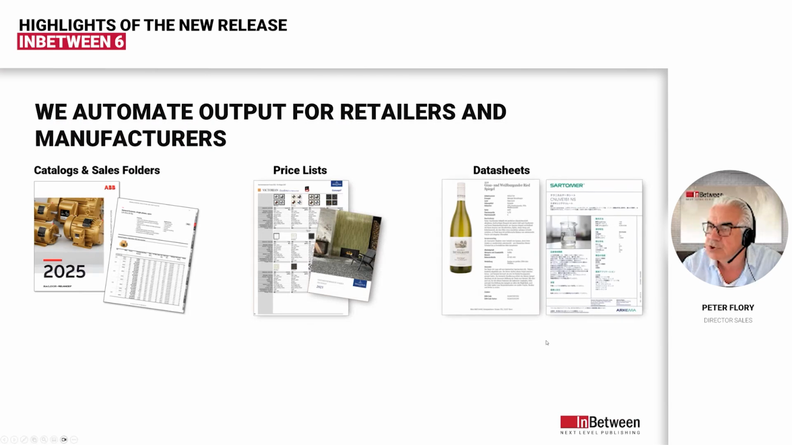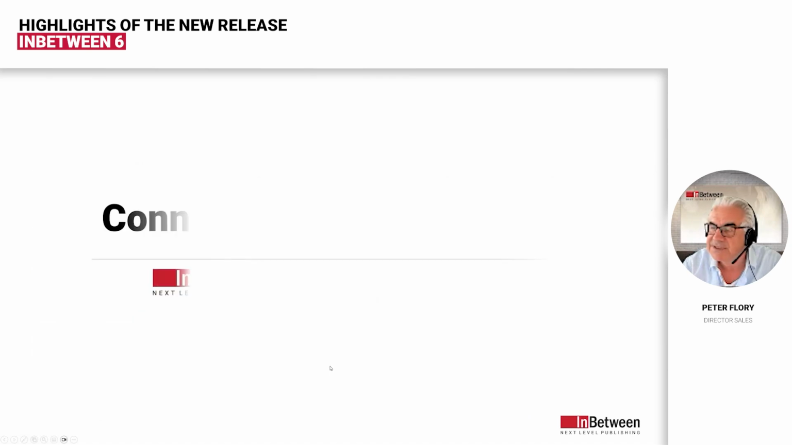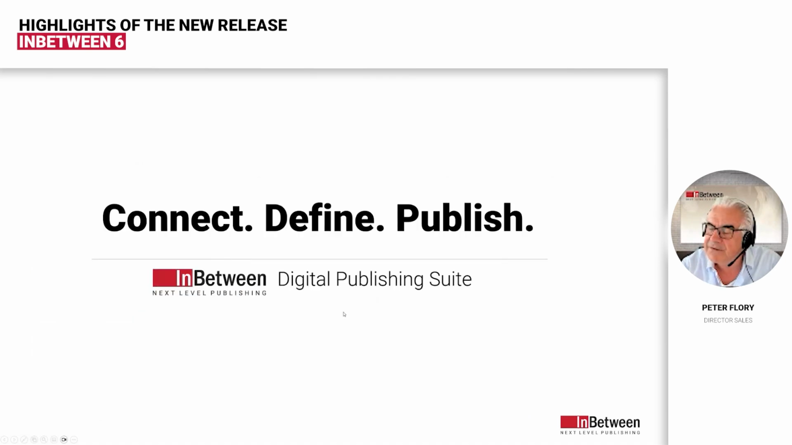So we provide customers with the solution to produce catalogs, price lists, and data sheets in printed and in digital versions. The way the solution works is in the principle connect, define, publish. So you connect your data, you define or configure your publication, and define also means define the automation level of your publication, and then you can go straight into publishing.